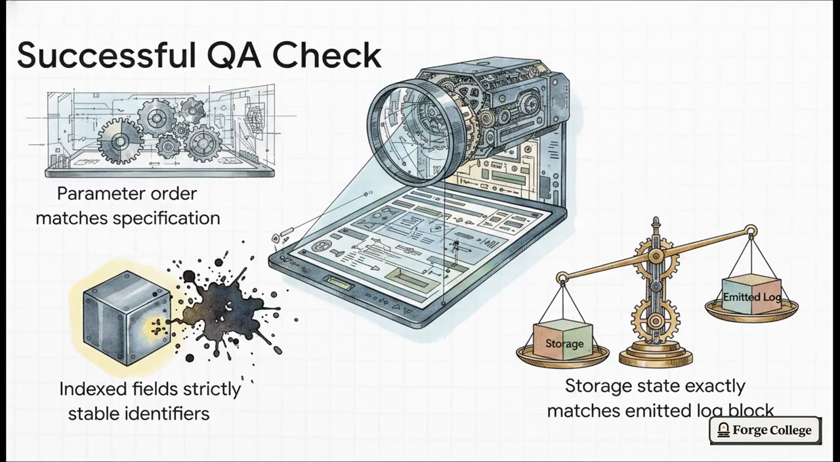So what exactly does a successful QA check look like? Well, it really boils down to 3 critical parameters. First, the event parameter order in your logs absolutely must match the specification document you wrote up in the design phase. Second, you have to verify that your indexed fields are strictly stable identifiers. Seriously, no massive data blobs where they don't belong.